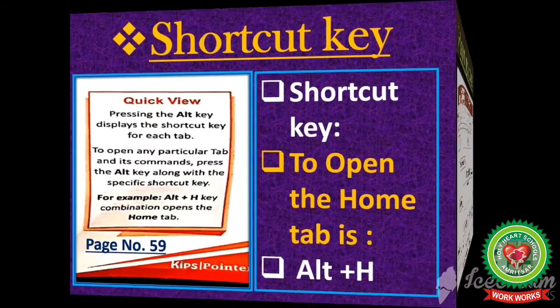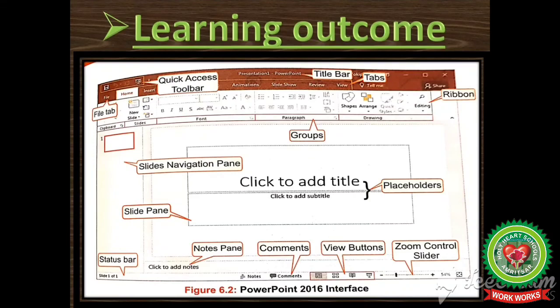So students, today we have learnt about the different components of PowerPoint 2016 window, that is Quick Access Toolbar, Title Bar, Tabs, Ribbon, Slides Navigation Pane, Slide Pane, Notes Pane, Comments, View buttons, and Zoom control slider. So do reading and practice of the page number 59 and 60.